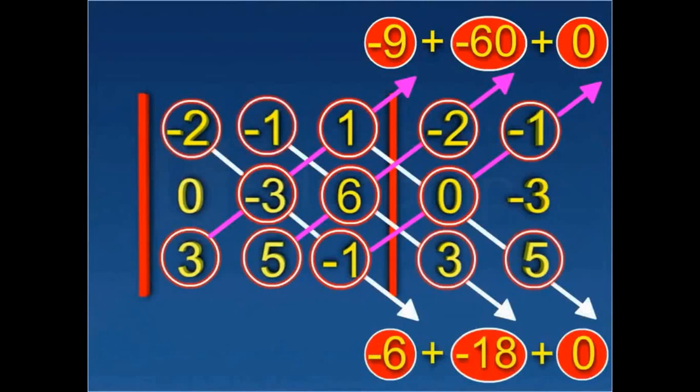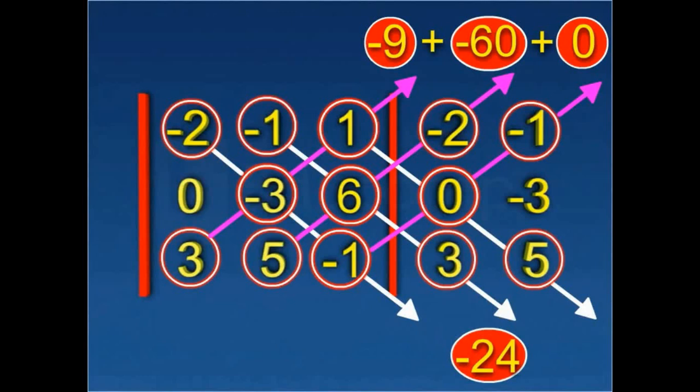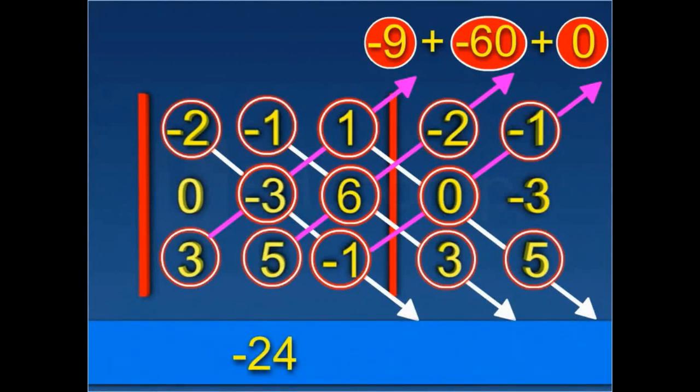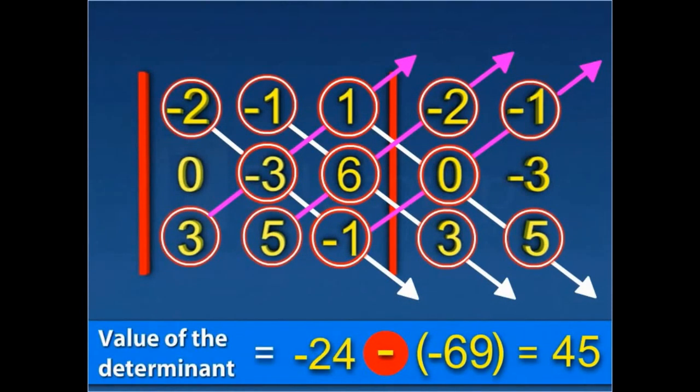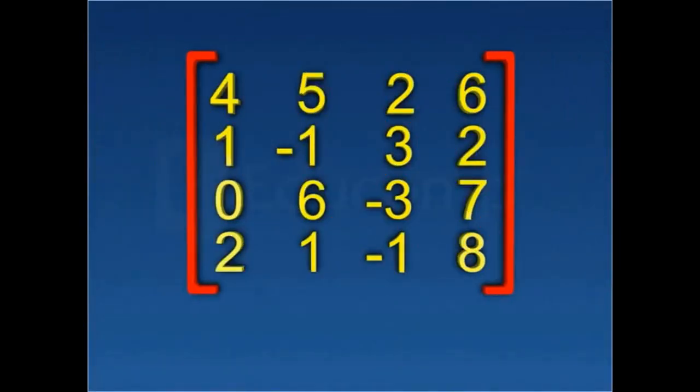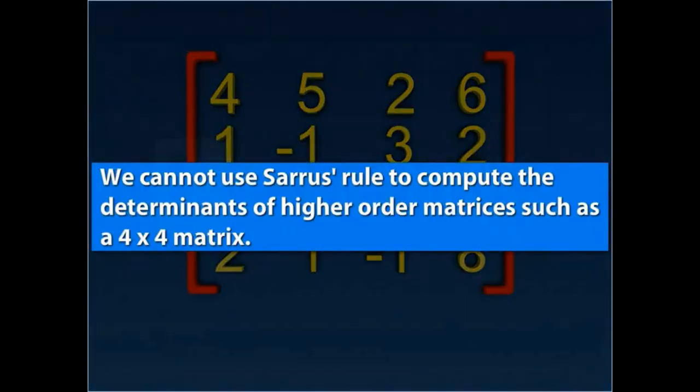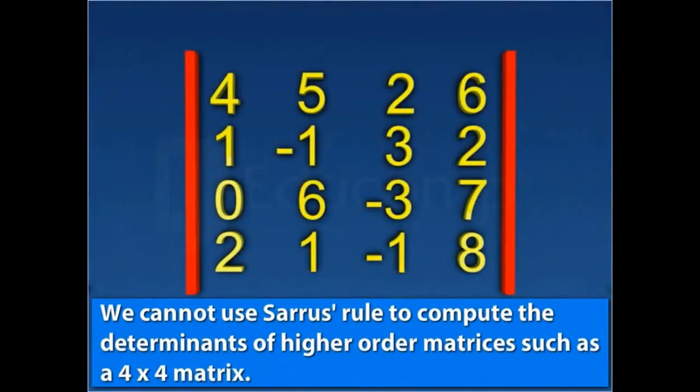Now, the difference between the sum of the products of the diagonals from top to bottom and the sum of the products of the diagonals from bottom to top gives the required value of the determinant. This is how S.R.P's rule works. It is important for us to remember that we cannot use S.R.P's rule to compute the determinants of higher order matrices such as a 4x4 matrix.